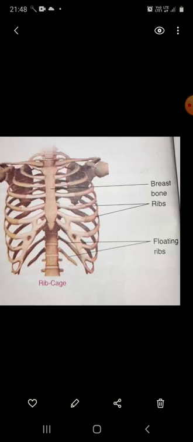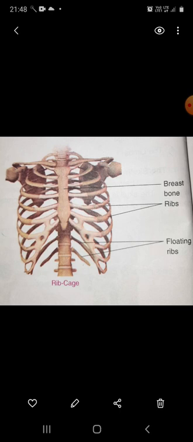Now the next part of the skeletal system is the rib cage. The rib cage is made up of 12 pairs of ribs, and two vital organs of our body, which are very delicate, are protected inside the rib cage: our lungs and heart.